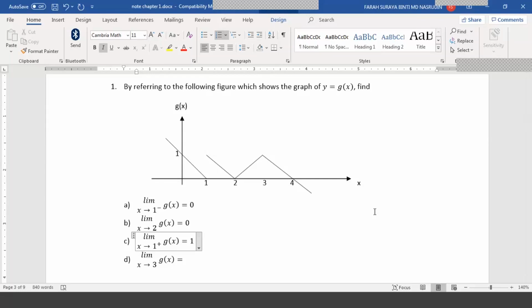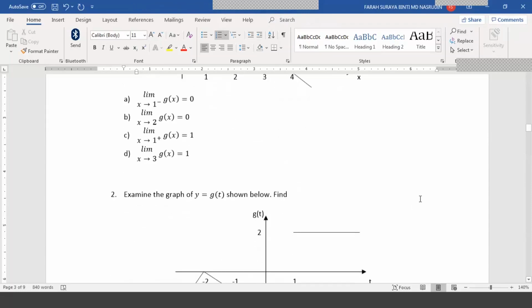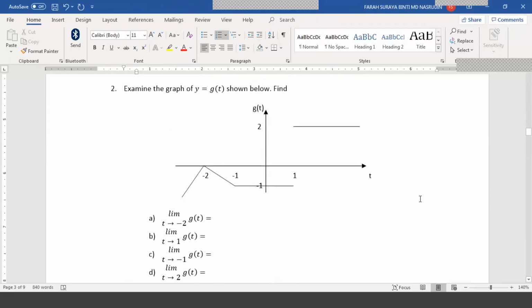Okay. Left limit jawapan? 1. Right limit? 1 juga. So jawapan dekat sini, limit x approaches 3 equals 1. Okay. Betul. Okay. Yang ni pula.